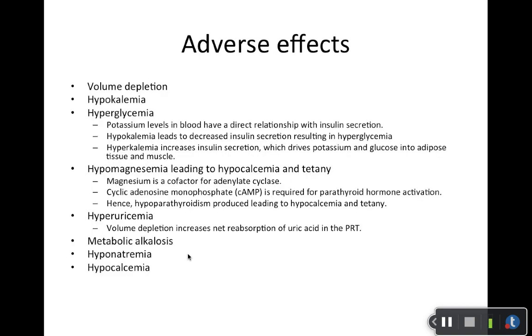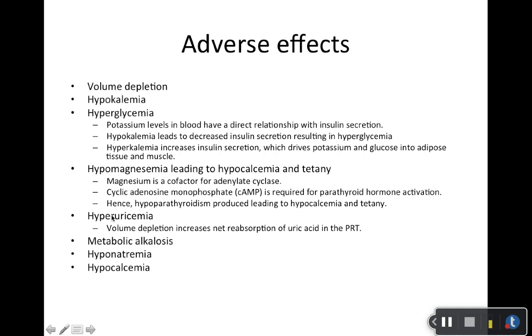Adverse effects, definitely put a star here. I want you to study this. Guaranteed exam questions will be coming based off this. Like I said, electrolyte abnormalities are a big theme during this module. So please look: is it increasing or decreasing potassium, increasing or decreasing sodium? The hypocalcemia we already talked about.